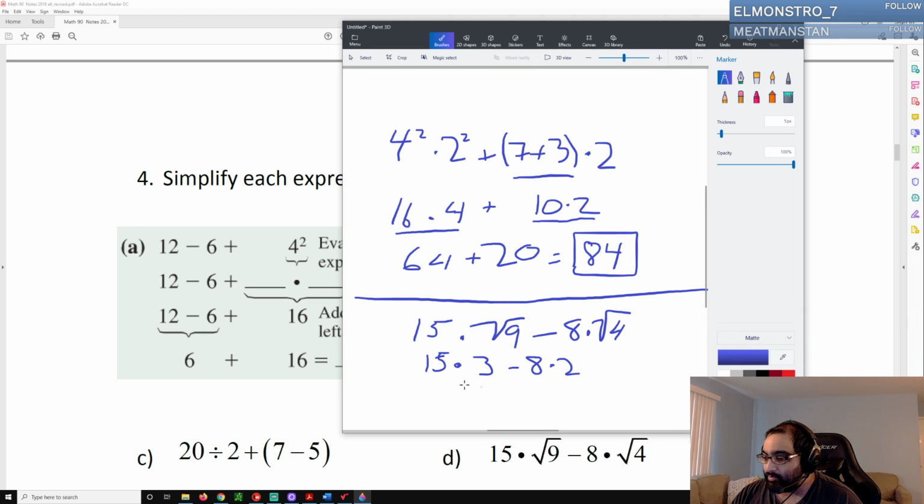Next, we're going to do multiplication. We have 15 times 3, that's 45, minus 8 times 2, which is 16. And if we take 45 minus 16, that indeed nets us with 29 at the end of the day. So 29 is the correct answer.